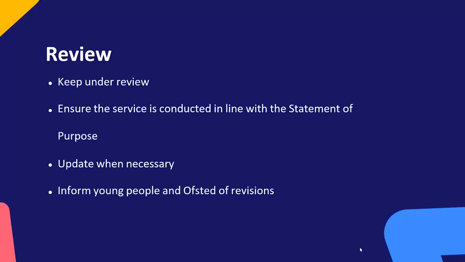And if you're going to make any changes to your statement of purpose, you need to make sure you do two things. The first is informing young people of the changes and reason for them, and any current accommodating authorities that you are currently engaging with. And also you need to inform Ofsted as well of any revisions, and you need to provide them with a copy of that updated statement of purpose within 28 days of those revisions being made.